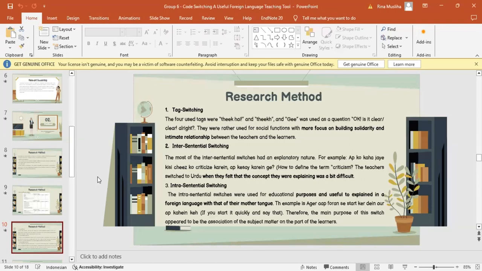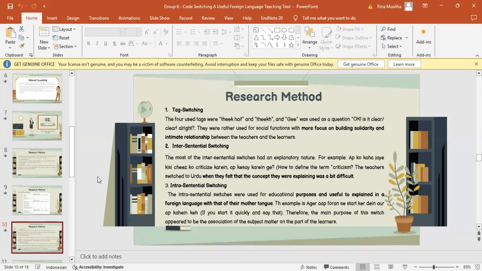And the third code switching is intrasentential switching. In this type, code switching is purposeful and useful to explain a foreign language with the help of their mother tongue. For example, when the teacher wants to say something in English, but the students do not really understand what is being said.